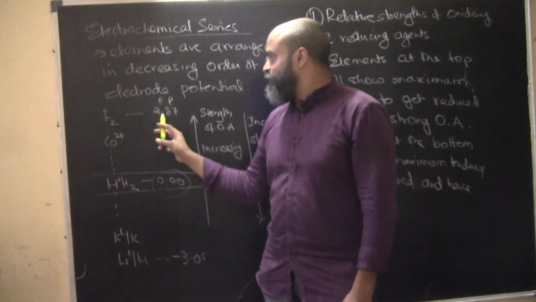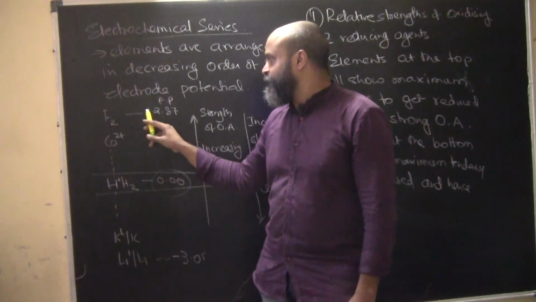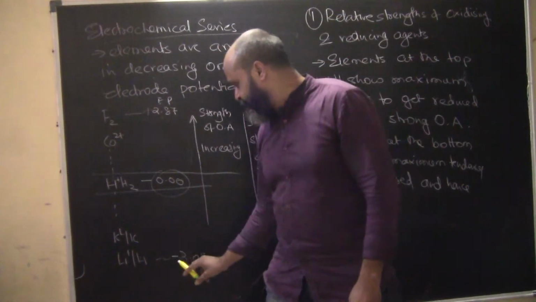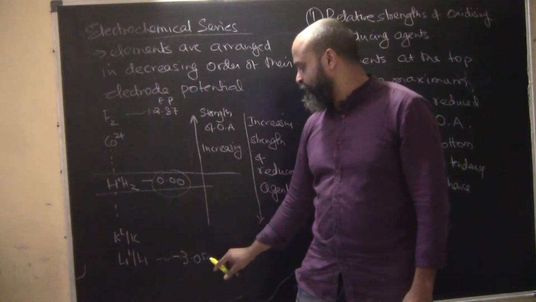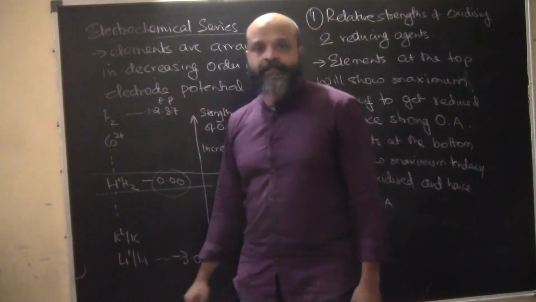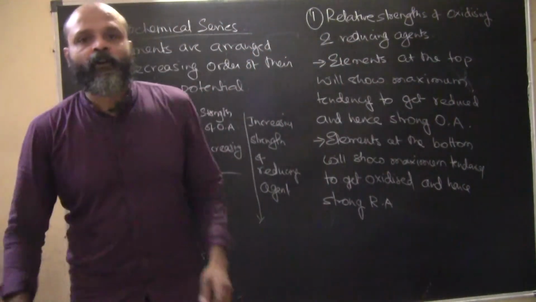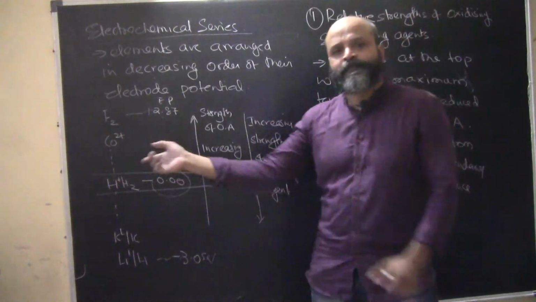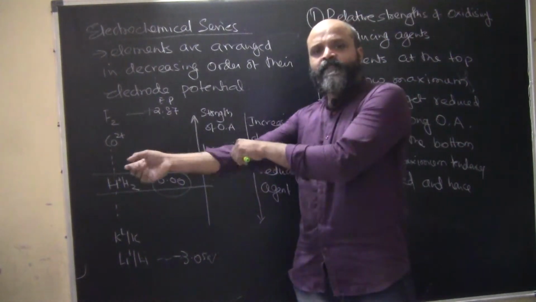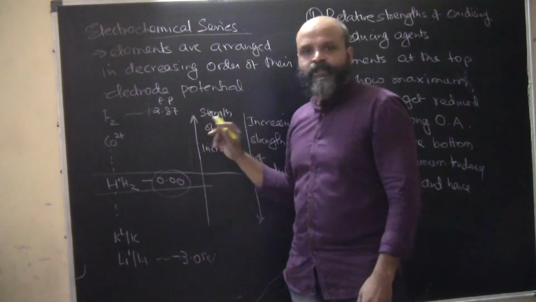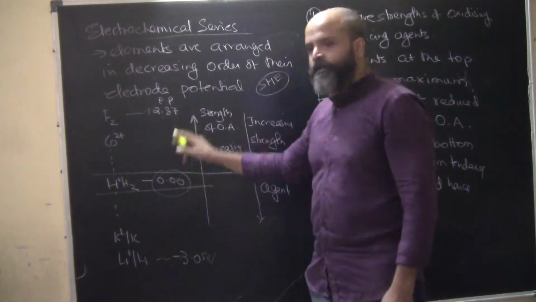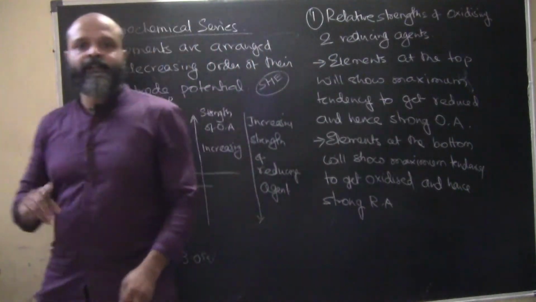If you consider fluorine, it has the highest electrode potential, which is 2.87, and lithium has the lowest electrode potential, which is minus 3.05. And all these electrode potentials are calculated how? They are calculated on the basis of their comparison with SHE, or standard hydrogen electrode. We have seen all these things in the previous slides. All these electrode potentials are basically calculated from that.